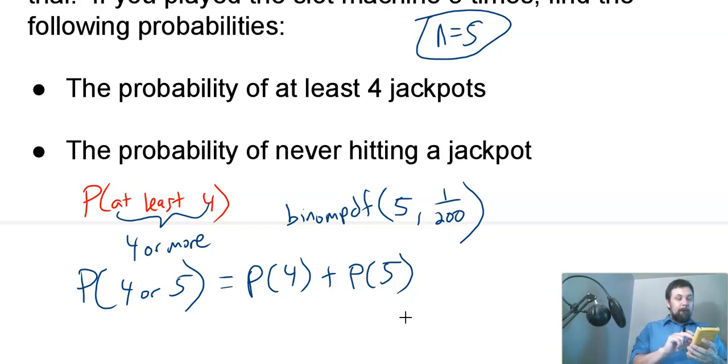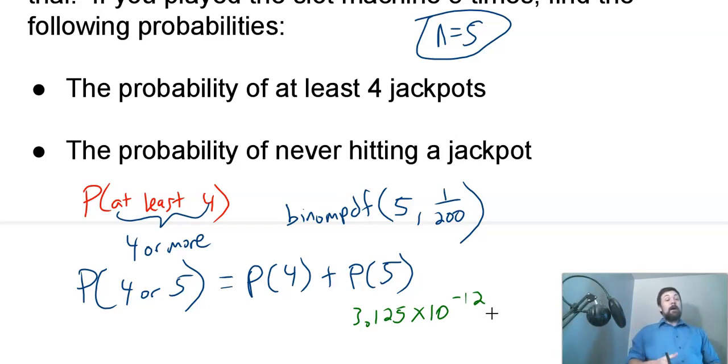Distribution, Binom PDF, 5, 1 out of 200. Scroll, scroll, scroll. Now this one gets a little confusing because there's a lot to scroll through. But since 5 is the most we can have, 5 would be the last probability. So I'll start with that one. I'll just go to the very last number in my calculation. It's 3.125 times 10 to the negative 12th. Obviously, you should be expecting that.